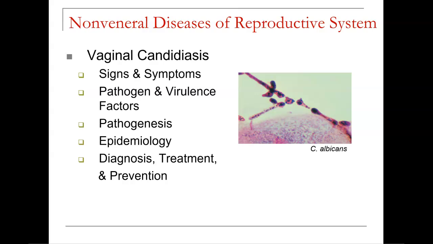Epidemiology says that 75% of women will experience it at least once, or 50% of women more than once. It is transmitted between individuals and can become systemic if immunocompromised. Diagnosis would be the identification of the Candida or presence of symptoms. Treatment would be antifungal agents, and prevention, avoiding excessive use of antibacterial drugs and avoiding persistent moisture.